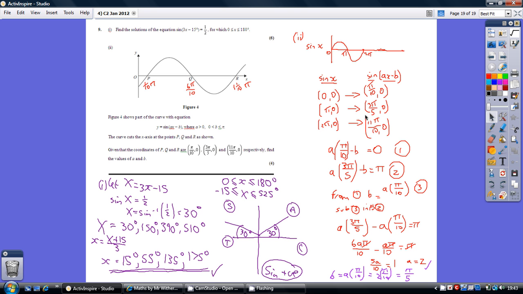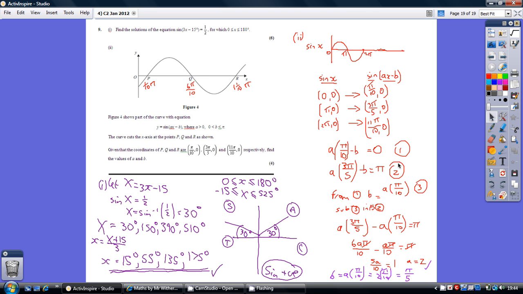So basically, we've really got a simultaneous equation here. How do we get from here to here? So we're really saying we've got a times x. So a times pi over 10 minus b equals 0. And secondly, a times 3 pi over 5 minus b equals pi. We could even have had a third one doing it from here to here, but I've taken those first 2. So basically we've got these 2.